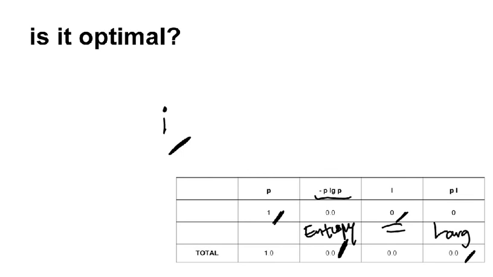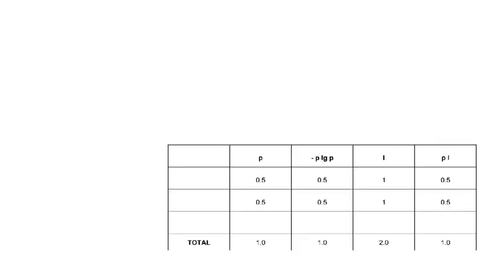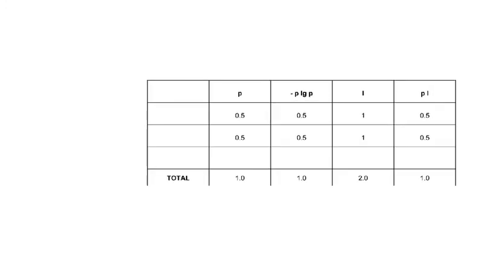I tried the Huffman method with just two nodes, two probabilities, 0.5 and 0.5, and as you can see in this table, this is the entropy and this is the average length, so it is still equal. The entropy is still equal to the average length. So in other words, in this particular case, the Huffman method is still optimal.